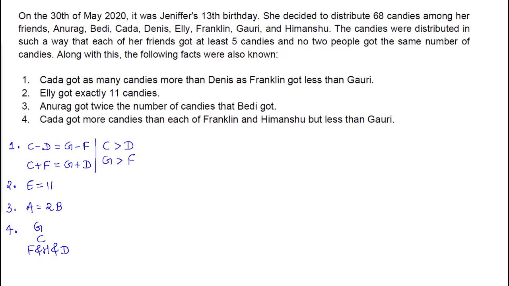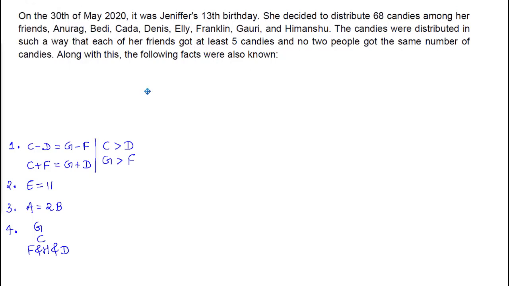So now there is no need of these statements, so I will delete them. Now look here, total 8 friends are there. Each friend will get at least 5 candies. So 8 into 5 is equal to how much? 40. How many candies are remaining now? The number of candies remaining is 68 minus 40, that is equal to 28. So first we distributed 5 candies to each and everyone. Now we are left with 28 candies.